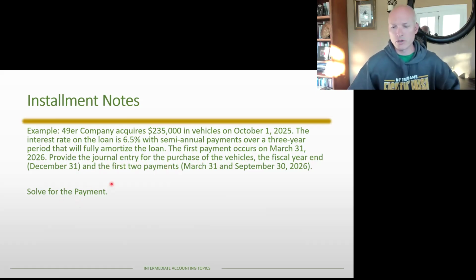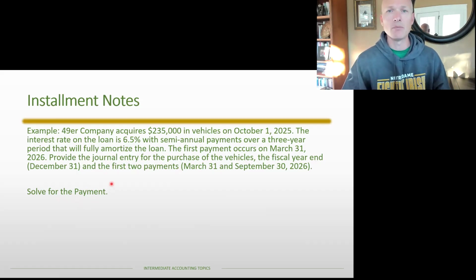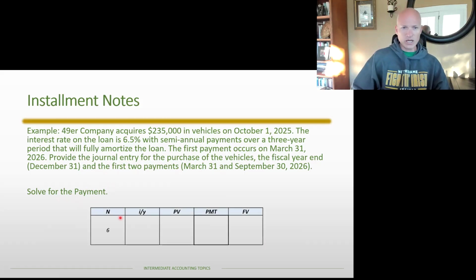All right, so the first thing we're going to do is solve for the payment. A lot of times, if you take on a loan, you'll be given the payment, but it would be really good for you to understand where that payment came from. So how do we get there? Again, N is the number of periods, and it's 3 years, but semi-annual, so it's six semi-annual periods. It's fully amortized, which means that in the future, the loan will go down to zero. We have the present value of the vehicles that we are acquiring. So that's coming to us. And then the interest rate on the loan, 6.5% annually, is 3.25% semi-annual.